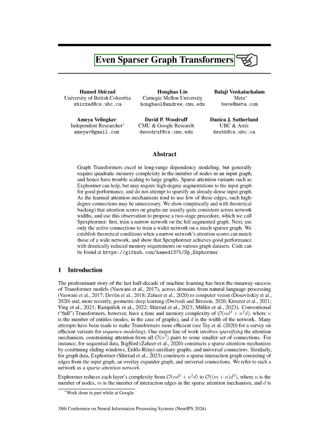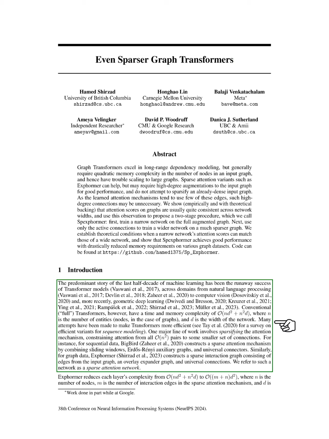Section: Introduction. In this section, we discuss the significant advancements in machine learning over the past 5 years, particularly the success of transformer models in various fields like natural language processing, computer vision, and geometric deep learning. However, we note that traditional transformers have high time and memory complexity, which poses challenges for efficiency. To address this, we explore methods to make transformers more efficient, particularly by reducing the attention mechanism's complexity.